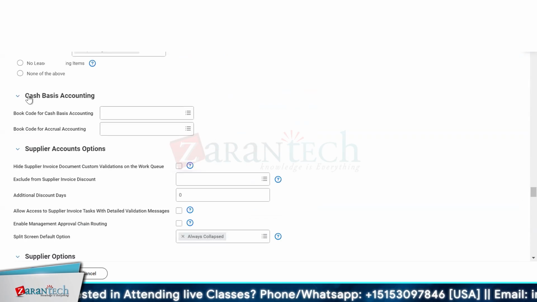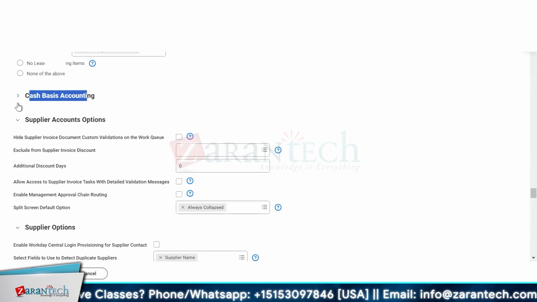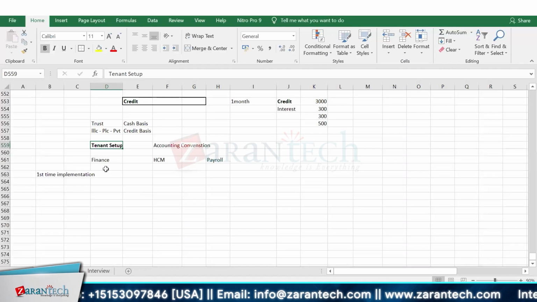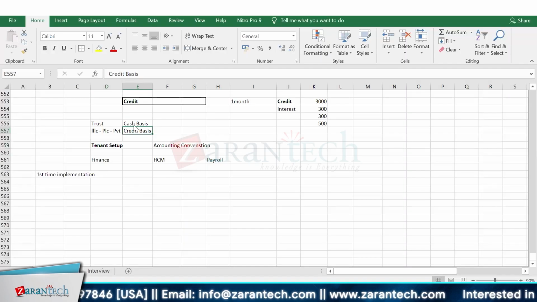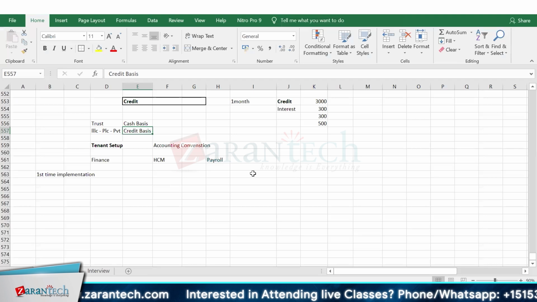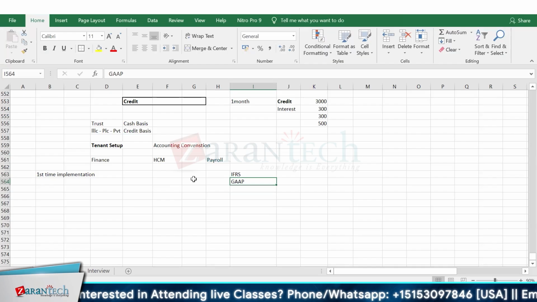Here we can see cash basis accounting, which is what I want to show you. This is cash basis accounting, and that accounting would have a book code for cash basis accounting and a book code for accrual accounting. Accrual accounting is my credit basis, and cash basis is also there. If you want to make a setup specifically for the basis of your accounting, then you have to define your book code. Book code is like, if you are a finance person, then we have the concept of IFRS or GAAP.